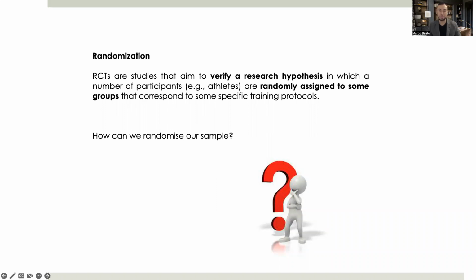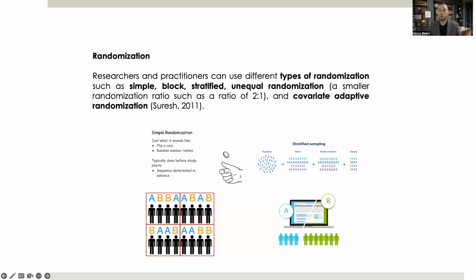So, how can we randomize our samples? Researchers and practitioners can use different types of randomization, such as simple, block, stratified, unequal randomization, and covariate adaptive randomization. Simple randomization is the easiest way to randomize your sample, for example, in two groups, flipping a coin. However, this approach sometimes doesn't work for small samples because you will have a group that is larger than the other. So you can use a blocked randomization that avoids this type of problem, or a stratified randomization that takes into account some additional confounding variables or factors that could affect the final results and the quality of your research.